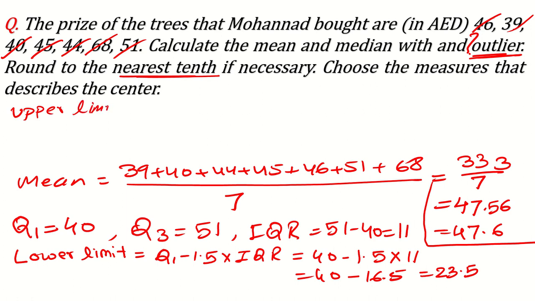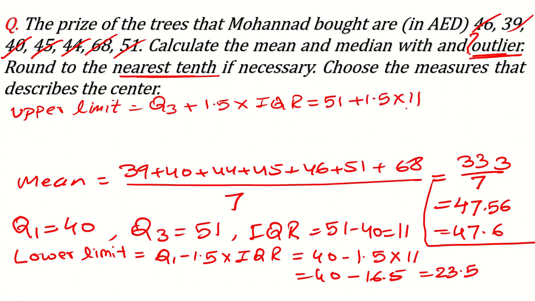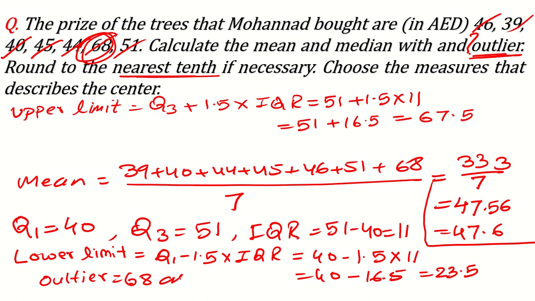So what will be the upper limit here? It will be Q3 plus 1.5 times the interquartile range. Q3 is 51, plus 1.5 times 11, that is 16.5, and 51 plus 16.5 means it will be 67.5. Okay, and what's the biggest number? The biggest number is 68. So there will be an outlier, 68. Yes, because 68 is greater than 67.5.